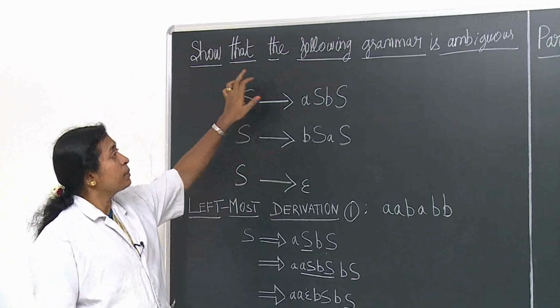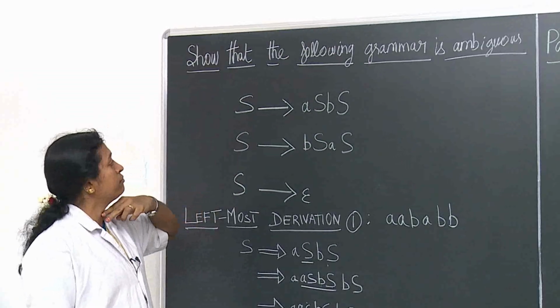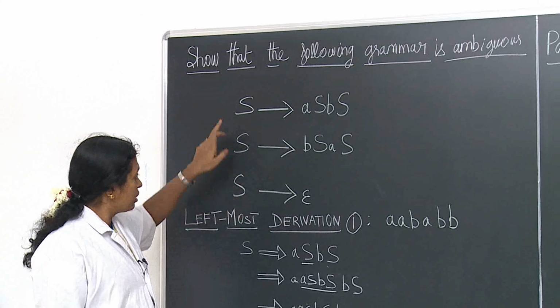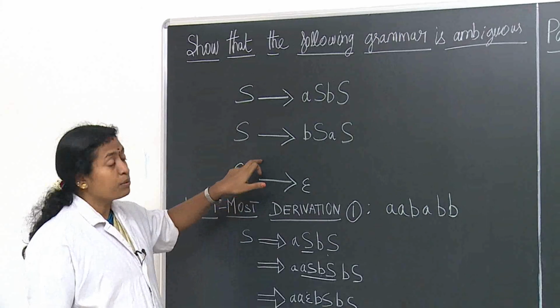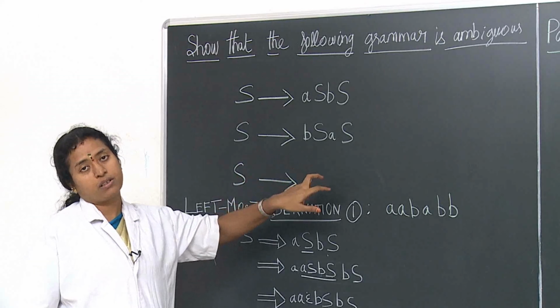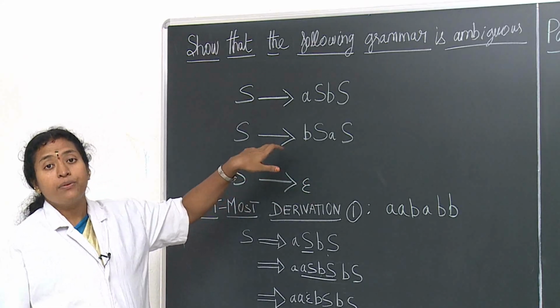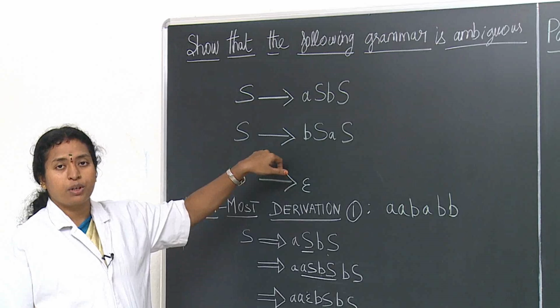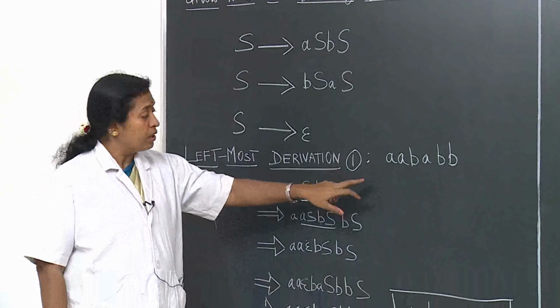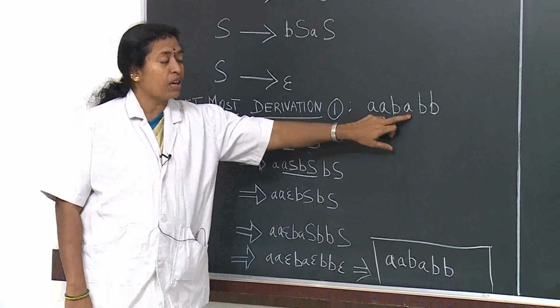This is another example, for an ambiguous grammar. The given grammar has three productions. We have to verify whether there is more than one derivation and more than one parse tree for this particular grammar. If so, then it is known as an ambiguous grammar. Okay, first we can see the possible leftmost derivation. We have to derive the string aa, ba, bb.